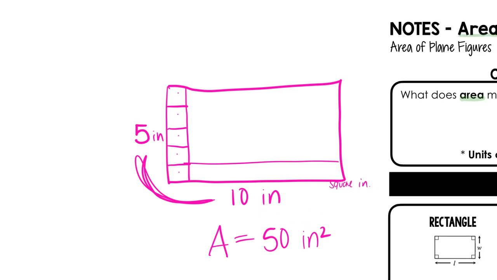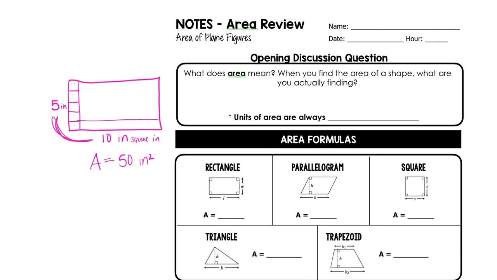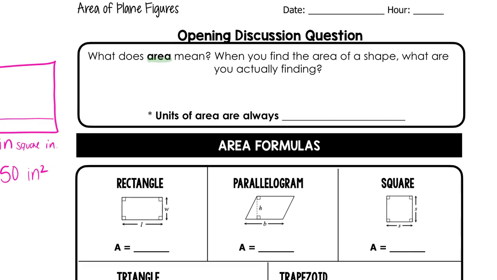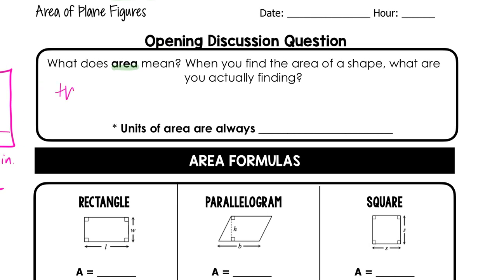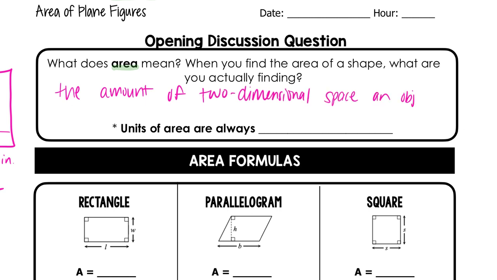So I'll go ahead and write that over here in this definition. The area of an object means the amount of two-dimensional space an object has. And units of area are always square units. So like inches squared, etc.